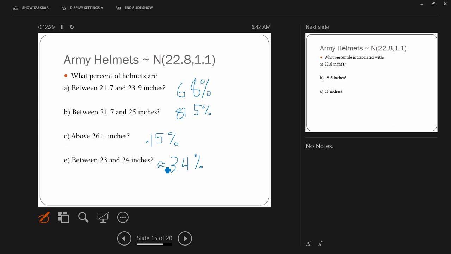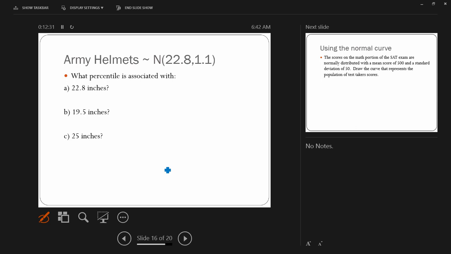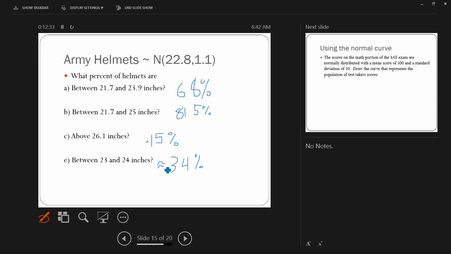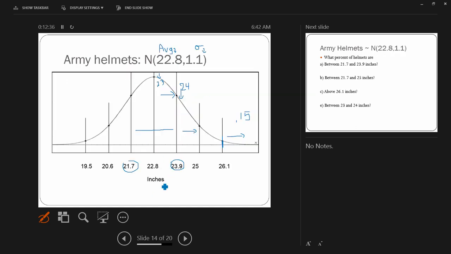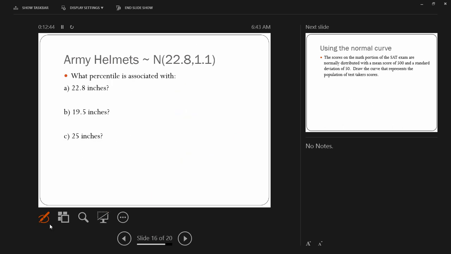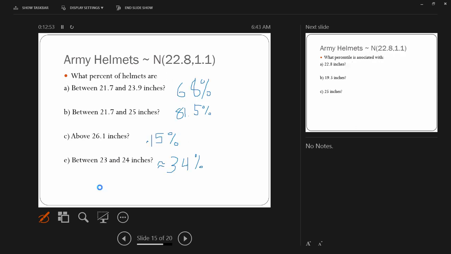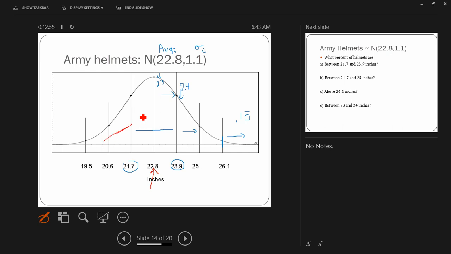Now we could also use that curve to do percentiles. So what percentile is associated with 22.8 inches? So I'll switch colors, just keep using that same curve. 22.8 inches is right there in the middle. That puts you at the halfway point, so that would be the 50th percentile. Okay, and this is just using areas under the curve, everything that's below it, as it's accumulated. I would shade half of the curve right here.